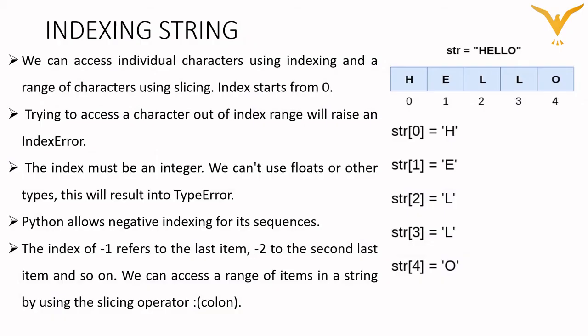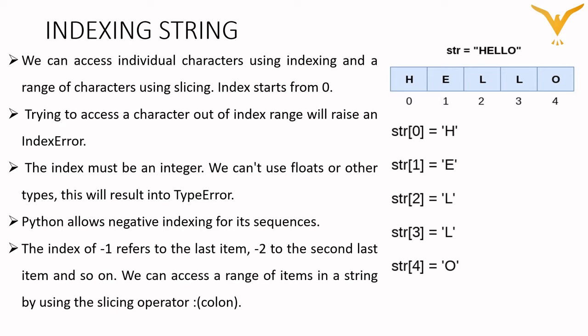Next topic is indexing a string. We can access individual characters using indexing and a range of characters using slicing. Index always starts from 0. Trying to access a character out of range will raise an index error. The index number should always be an integer; we cannot use float or any other types. This will give you a type error.